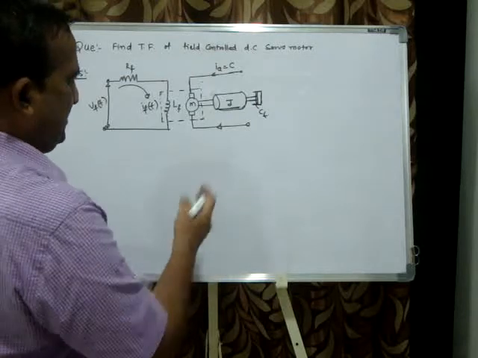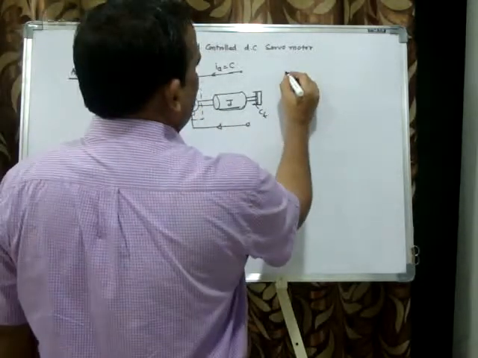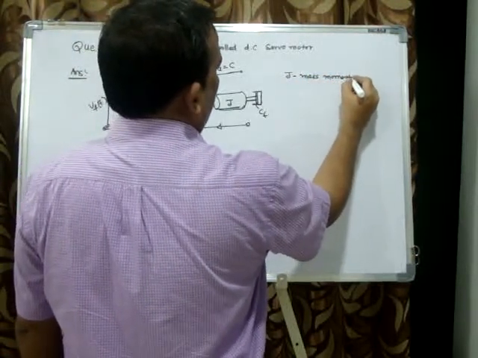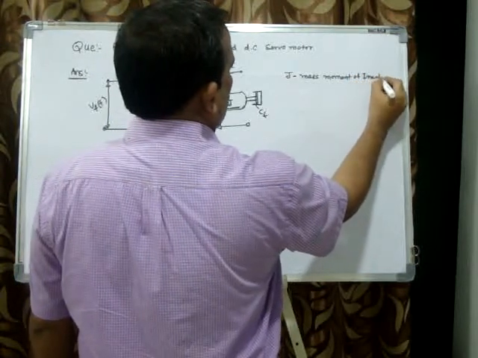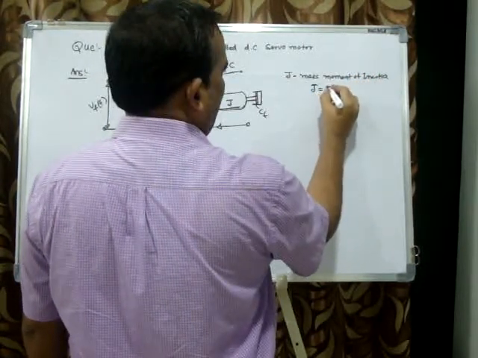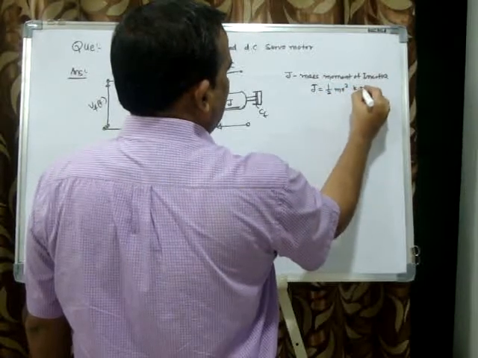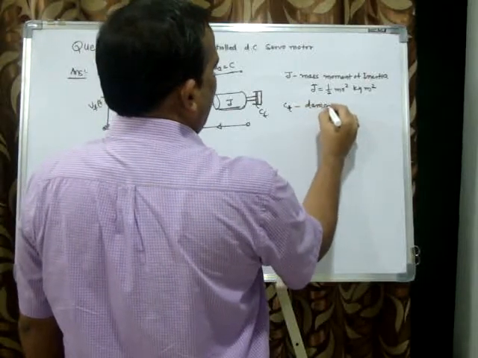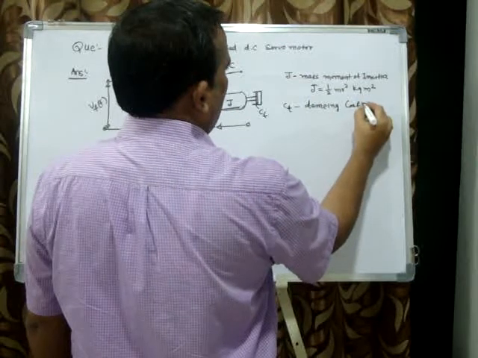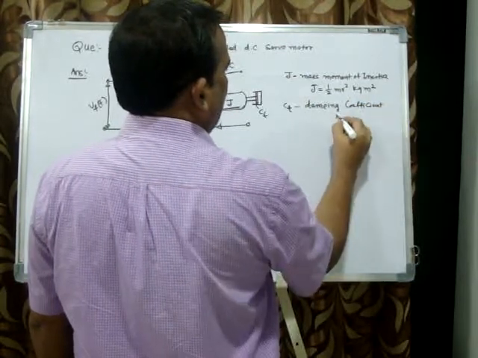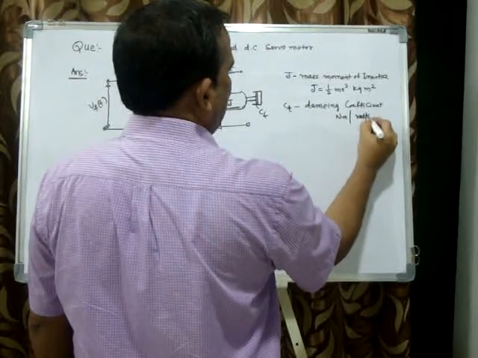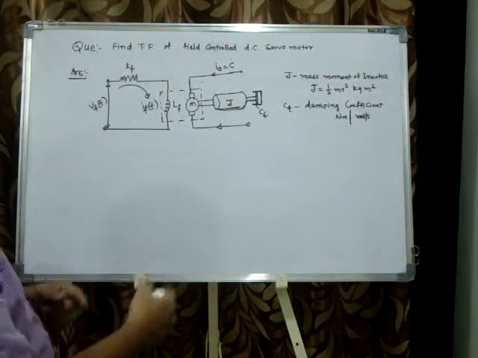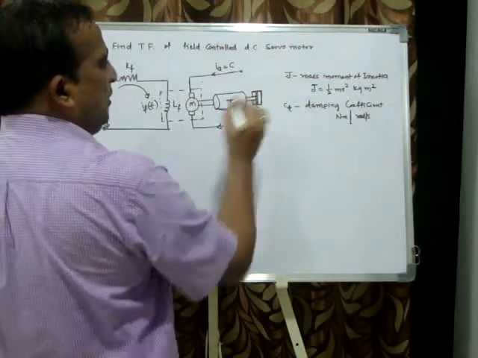So once again I'll write, J is equal to mass moment of inertia. Especially if it is a disk, J or I is half m r square, kg meter square. Ct is equal to damping coefficient, that is Newton meter per radian per second. There is oil, there is a piston and cylinder. There is oil, it is rotating. Here it is a closed one. Here inside there is oil.